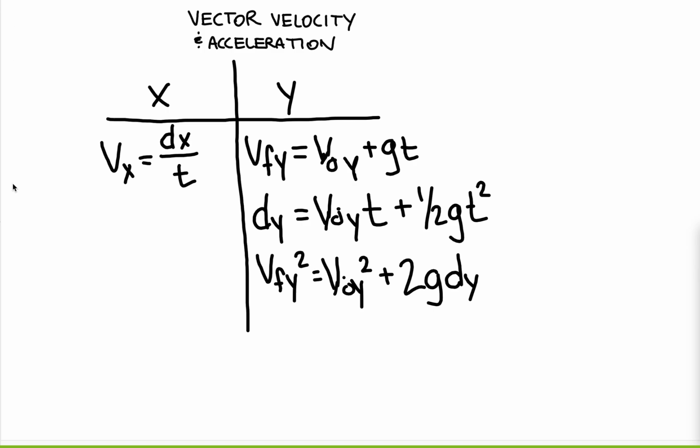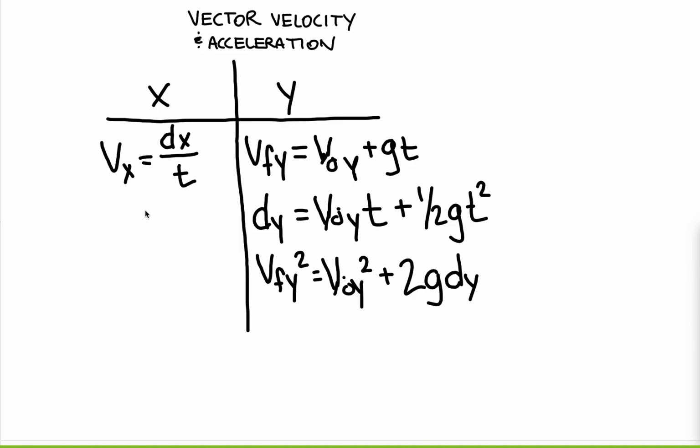Now we're going to use all of the same equations for ground to ground projectiles that we use for the cliff problem. So these are the same ones you already know. In the x direction, we have one single equation. That one equation is that Vx equals dx over t.